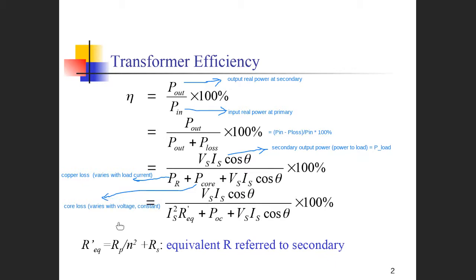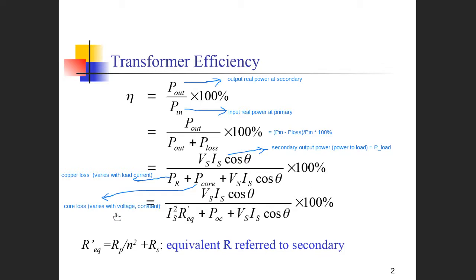This is very important, because some of you just remember that the core loss is a constant, but you don't know why. Here I am telling you why. The core losses vary with the voltage applied. For the transformer, if the voltage stays normal, then the core losses stay normal. That's the meaning of it. These are the two points I would like to emphasize here.